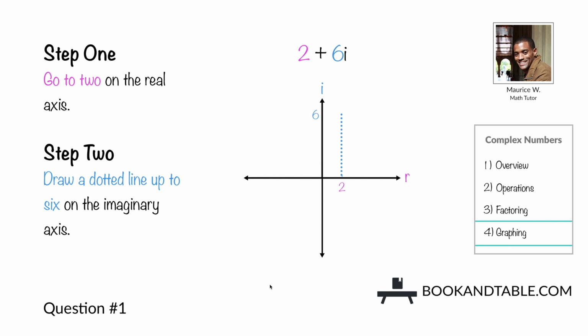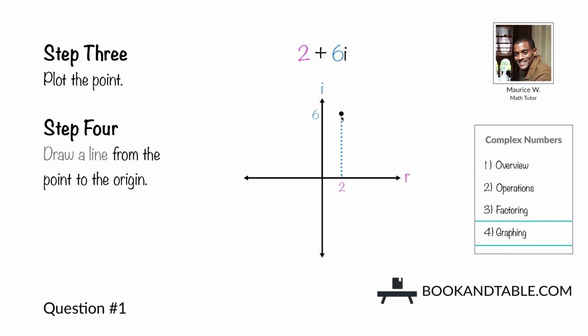Question number 1, we're asked to find the argument of 2 plus 6i. Step 1, go to 2 on the real axis. Step 2, draw a dotted line up to 6 on the imaginary axis. And then step 3, plot the point. Step 4, draw a line from the point to the origin, creating our right triangle, letting us know that this angle closest to the origin is theta, our argument.